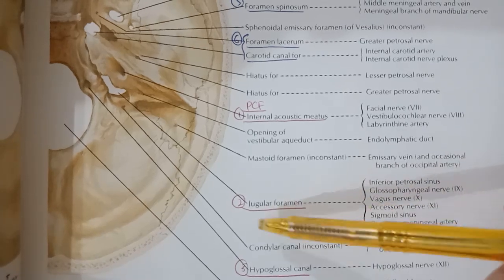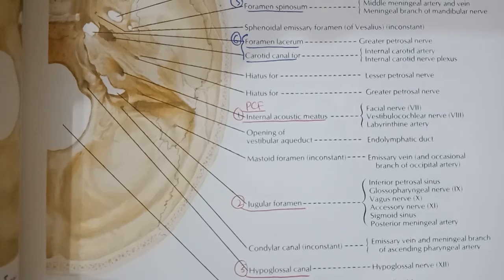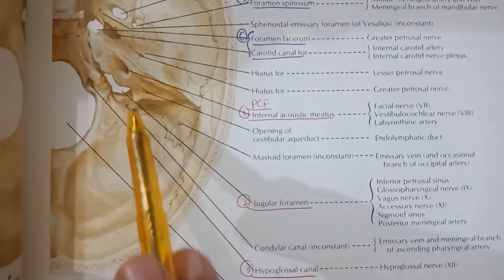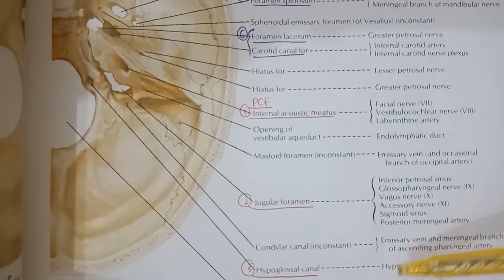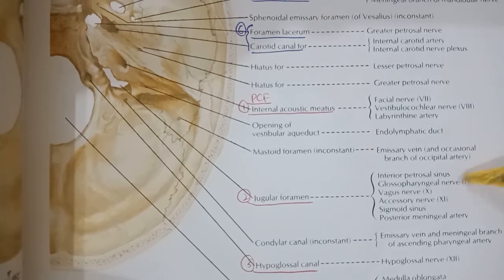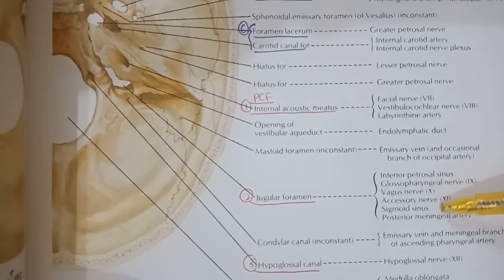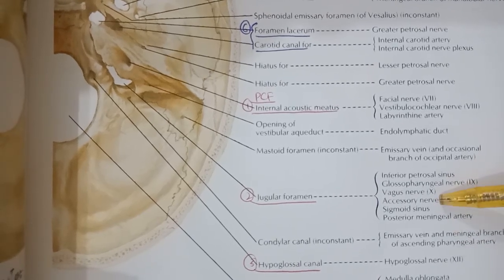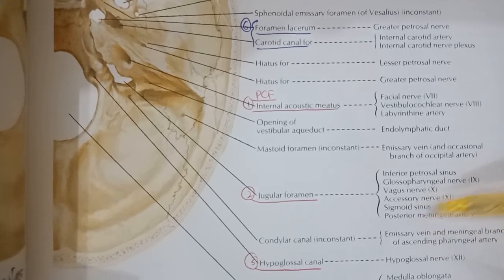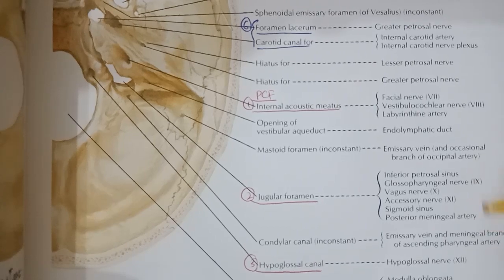The second most important foramen is the jugular foramen, which is lying between the petrous part of the temporal bone and the occipital bone. This foramen allows a lot of structures. It allows the nerves like the glossopharyngeal nerve, 9th nerve, vagus nerve, which is the 10th nerve, and accessory nerve, which is the 11th nerve. Along with that, it is a foramen that allows the sigmoid sinus. Basically, it is a foramen which is a transition between the sigmoid sinus and the internal jugular vein.